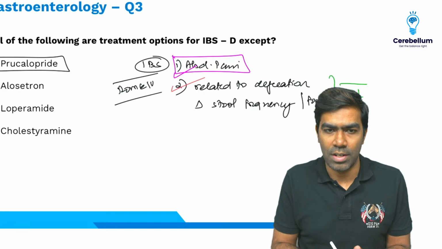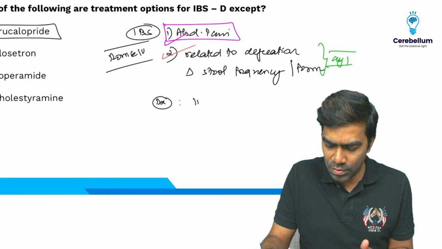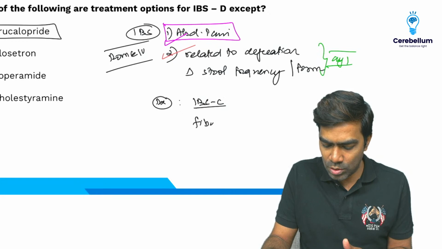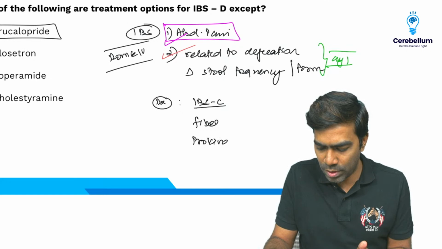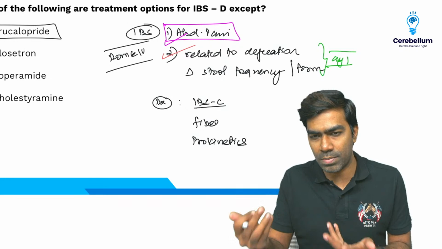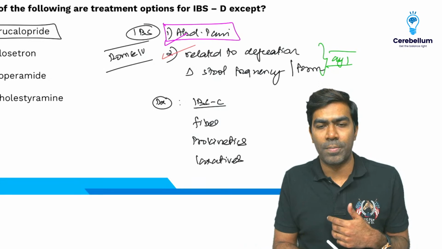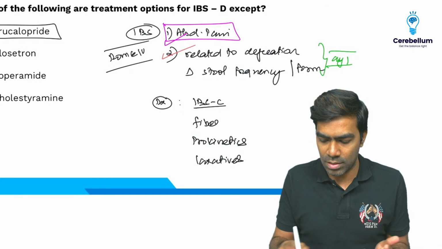So what are the treatment options? For all patients, fiber will be useful, but typically for IBS of C type, the constipation type, the most important treatment is to increase the fiber in the diet. Or you can use prokinetic agents like prucalopride, which we have discussed, or even metoclopramide and domperidone are fine, but prucalopride is a better option. Or you can use laxatives. We use lactulose, then polyethylene glycol, or you can use modern drugs like lubiprostone.